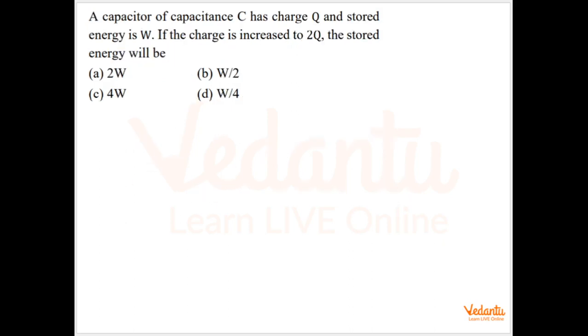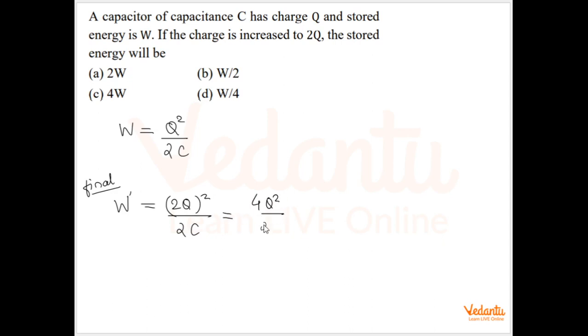answer. In this question, my dear Bacha, the capacitor has initially charge Q and the energy stored is W. Now the charge is doubled to 2Q, we have to find out the new energy stored. So what will we write? We will say the initial energy stored is going to be Q square by 2C, the formula for energy stored. And the final energy stored will be equal to 2Q the whole square divided by 2C. That can be written as 4Q square by 2C. That can be written as 4 into W. So option C will be the correct answer.